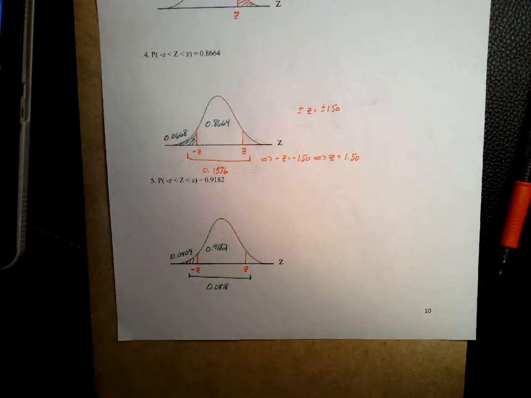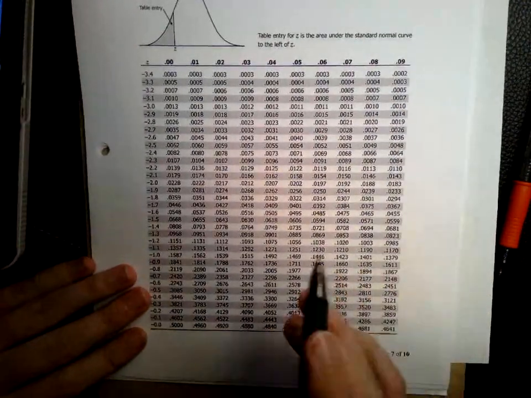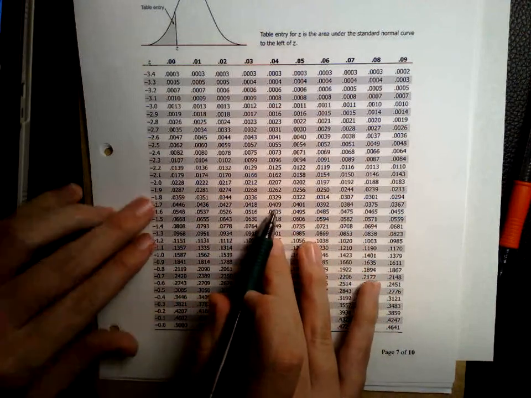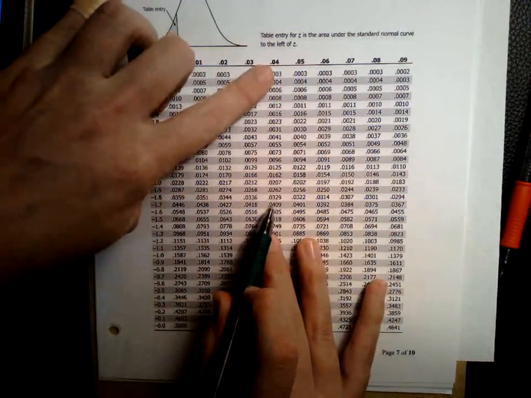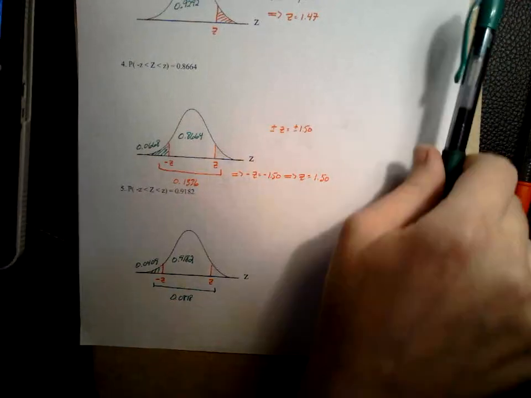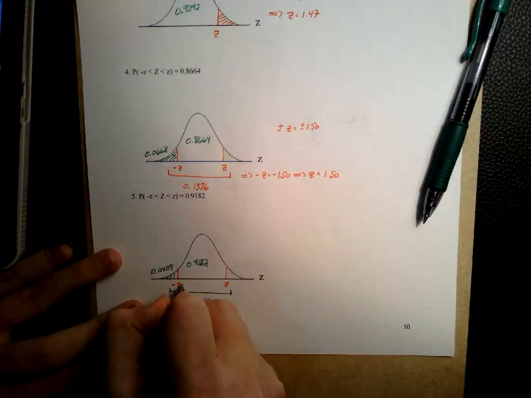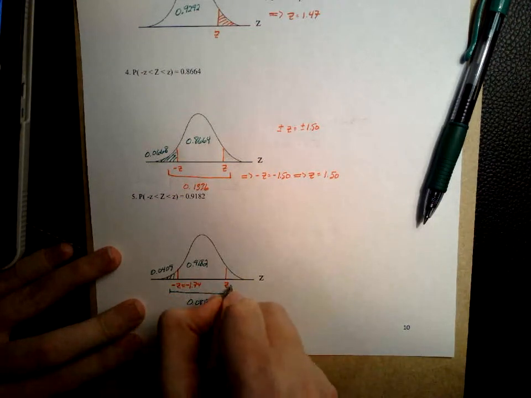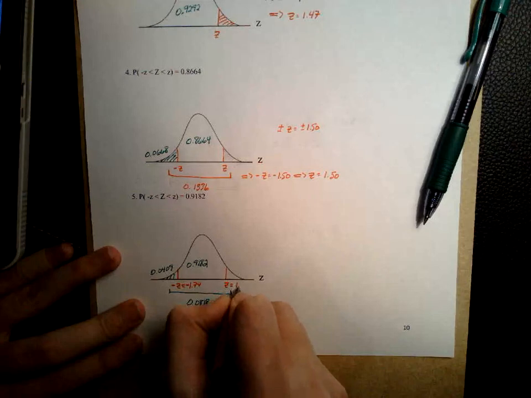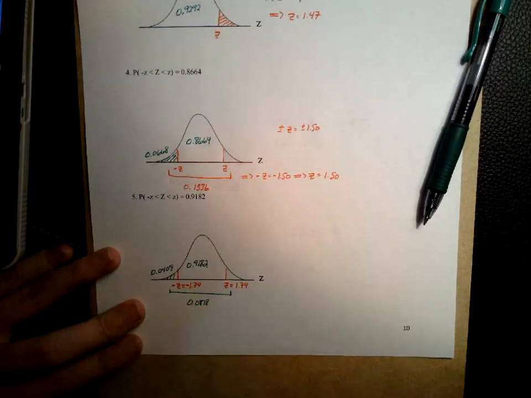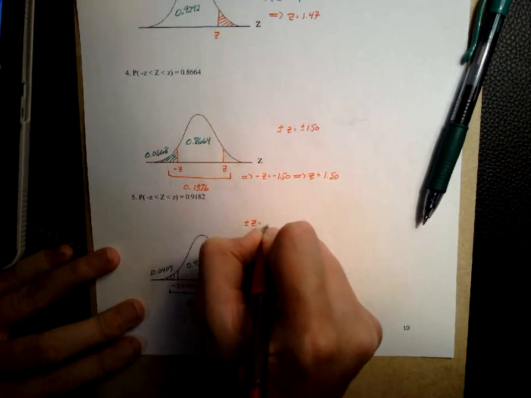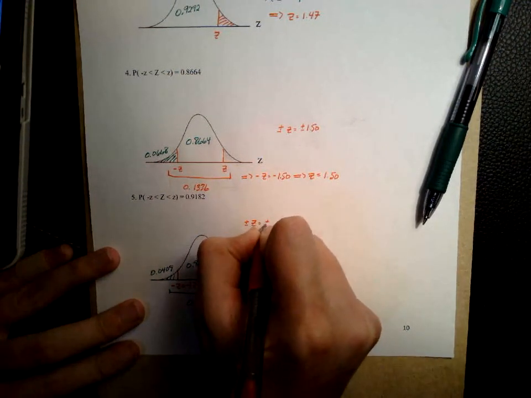Now I have the area to the left of this negative z-score, so I can again go in the standard normal table and find this corresponding negative z-score. And if I do that, I get, where is it? Here it is, negative 1.74. So that means that this negative z-score here is equal to negative 1.74, which implies this positive one up here is 1.74. That means our positive and negative z-scores we were looking at in this case were positive and negative 1.74.